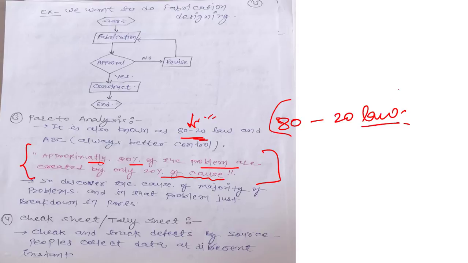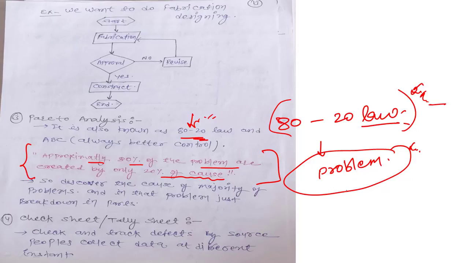Guys, this is a very big statement, the 80-20 law. If you apply this principle on your own life also, then you will feel, yes, definitely. Whenever you have a problem, every person has their own unique problems. Just go to that problem and see that this total problem is created by only 20% of causes. Only this 20% of causes is making this 100% problem.